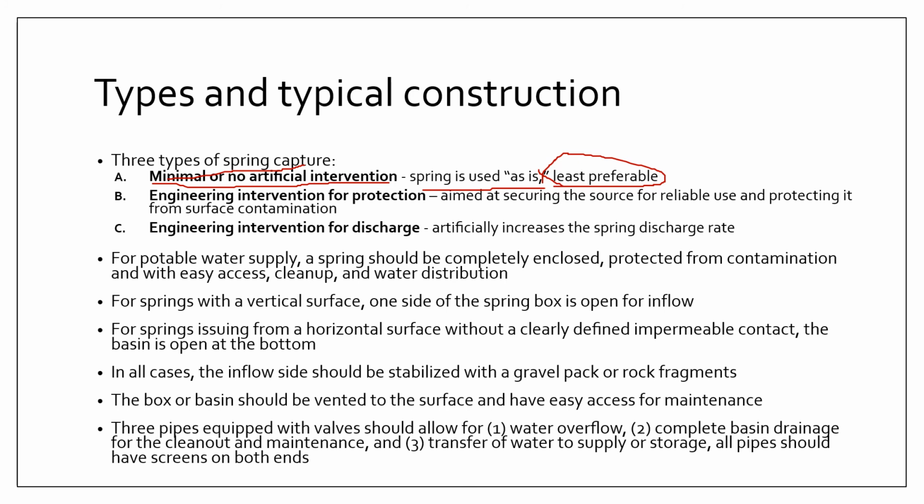The second type is engineering intervention, basically for protection of the water source. So this involves fencing around the spring, putting some covers to ensure that the spring is actually protected from surface contamination. And then the third is the use of engineering intervention to actually enhance the discharge of the spring.